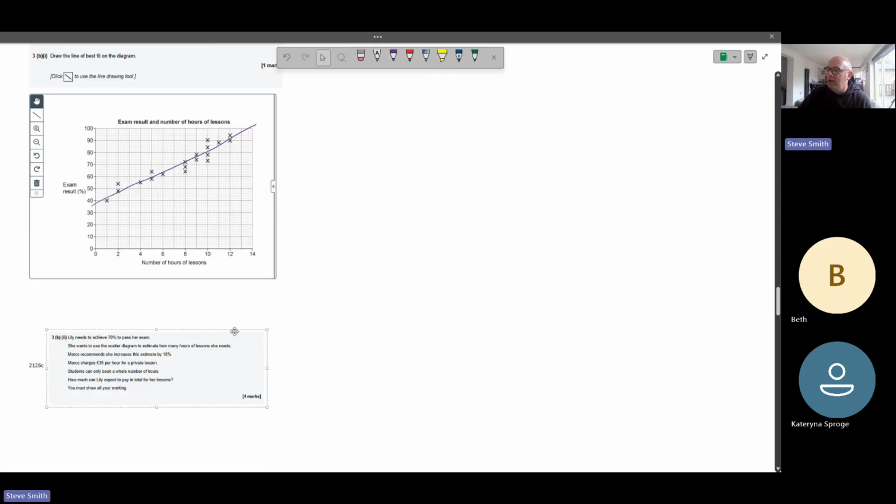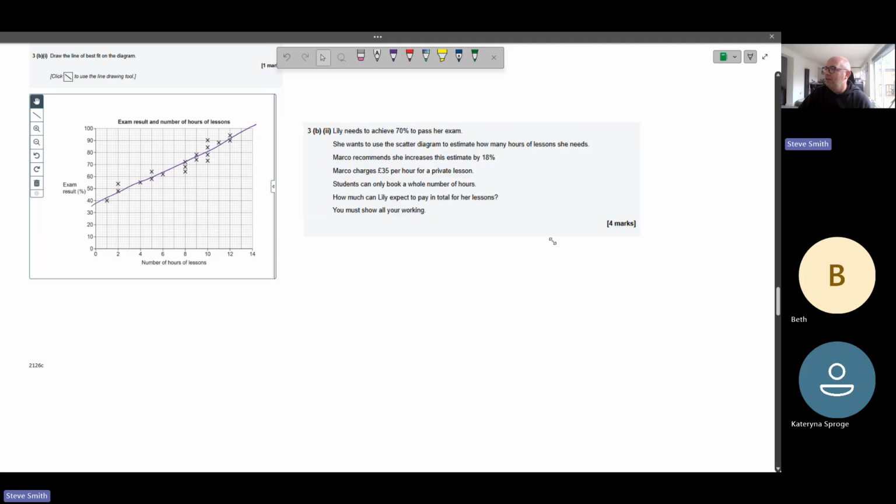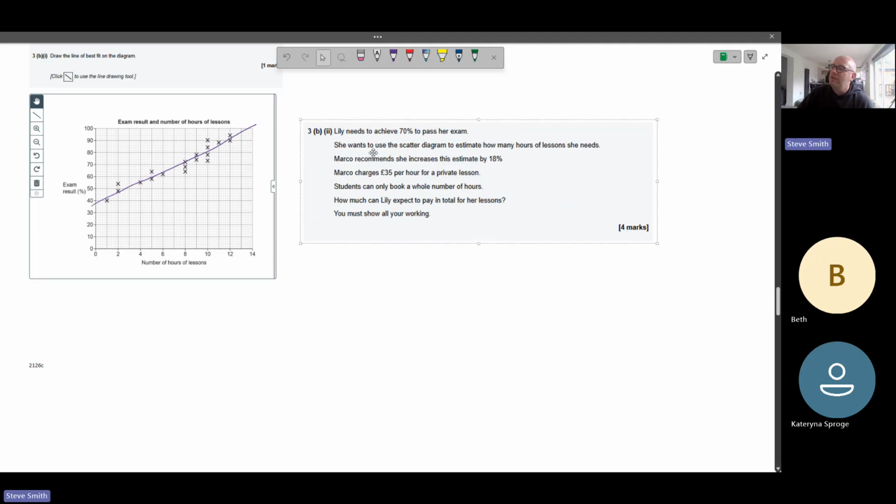All right, so let's bring that up here and let's see if we can work out what Lily's asking for. Right, Lily needs to achieve 70% to pass her exam. She wants to use a scatter diagram to estimate how many hours of lessons she needs. Marco recommends she increases this by 18%. Marco charges £35 per hour. She can only book whole number of hours. How much can Lily expect to pay?